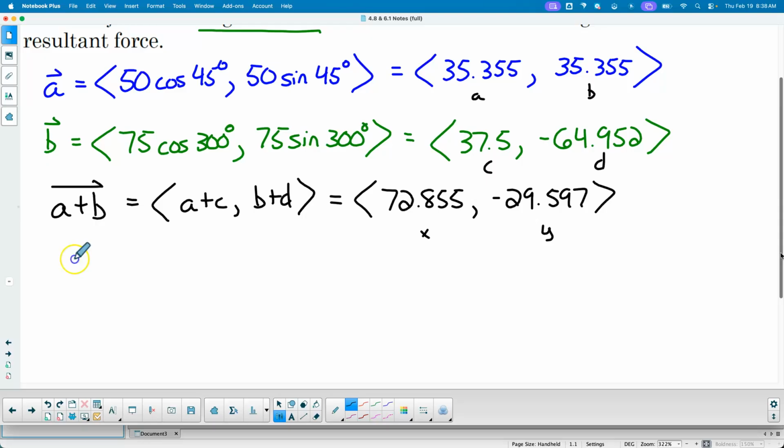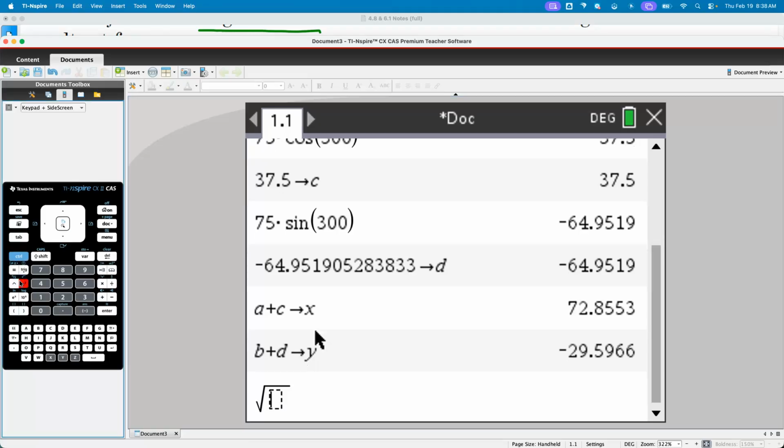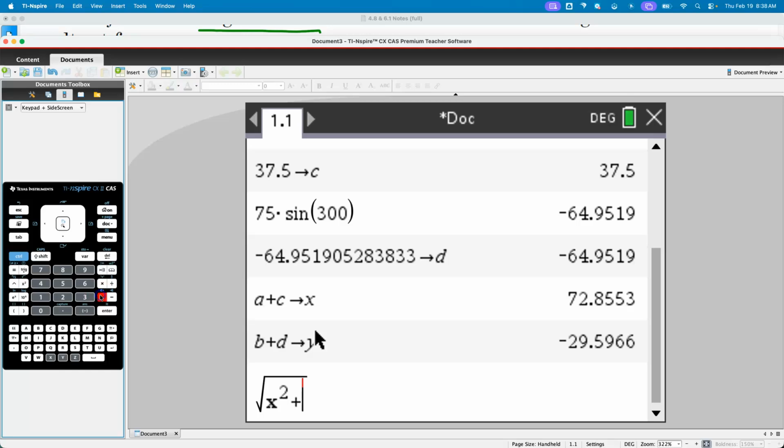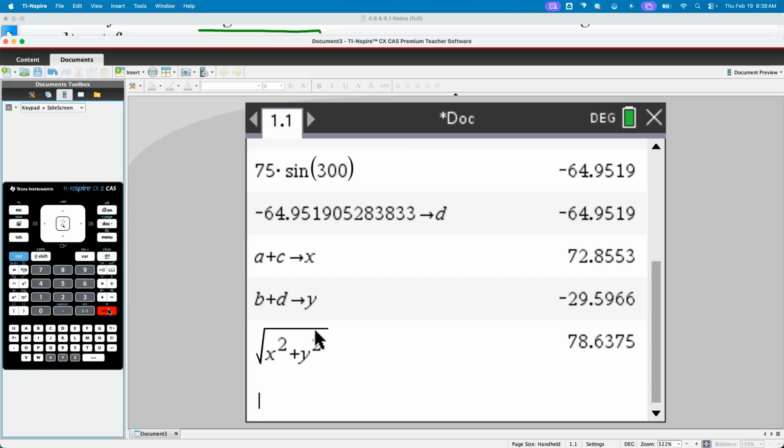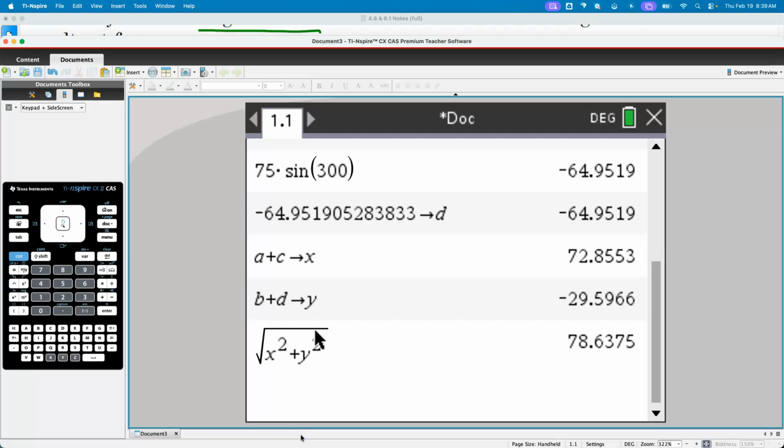So now I have the magnitude of A plus B, which is going to be the square root of, on my calculator, x squared plus y squared. 78.638. I just had to double check it. 78.638.